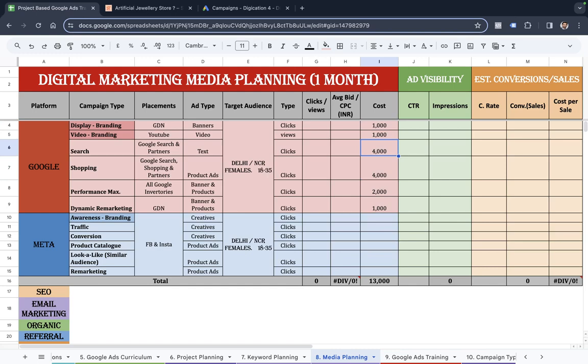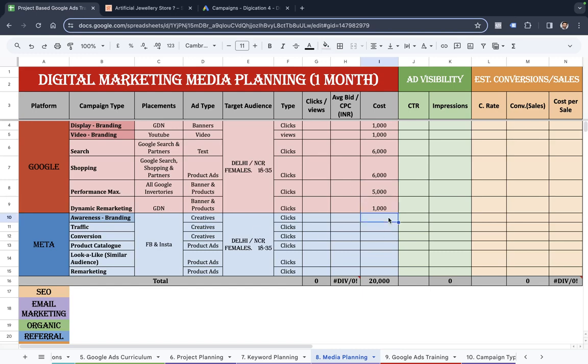So what we can do, we can simply increase the budget for search campaign, and search campaign goes to 6,000, shopping campaign goes to 6,000, and the performance max also goes to somewhere around 4,000 rupees. That's fine. And we can give the additional 1,000 rupees to the performance max campaign, let's say. Cool. Now, what we have to do, we have to simply give the remaining 10,000 rupees to the meta campaigns.